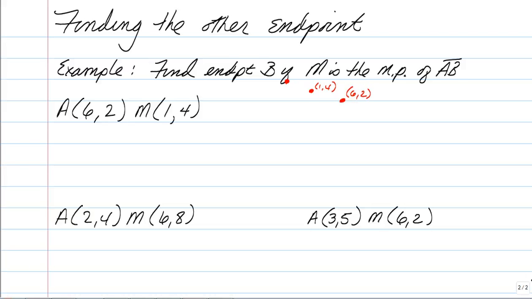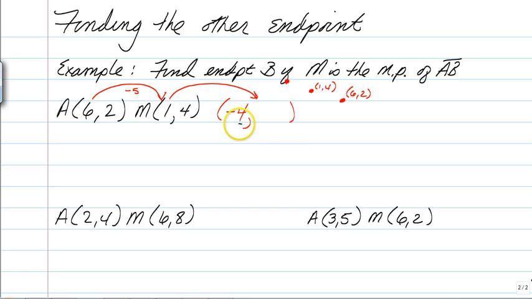Well, we can do it algebraically by setting up the midpoint formula, or we can take a little shortcut approach, shall we say, just thinking about it logically. We know the midpoint is in the middle of these 2 points. So how do we get from 6 to 1? You have to subtract 5. So all you have to do is subtract 5 from 1, and you'll have negative 4.